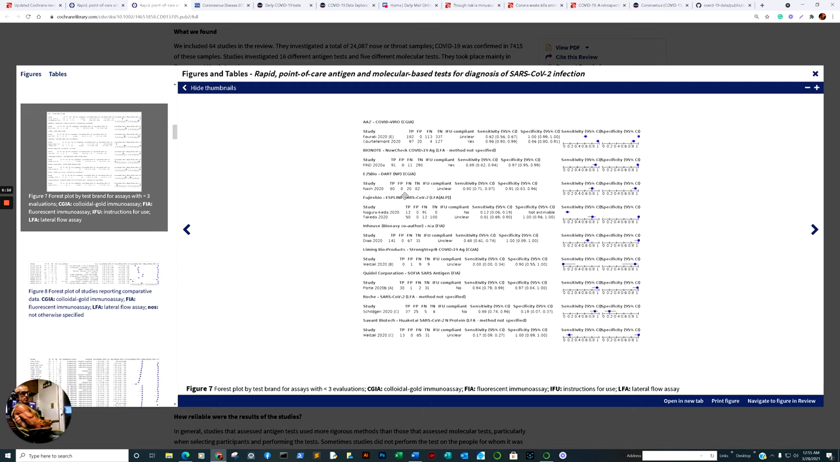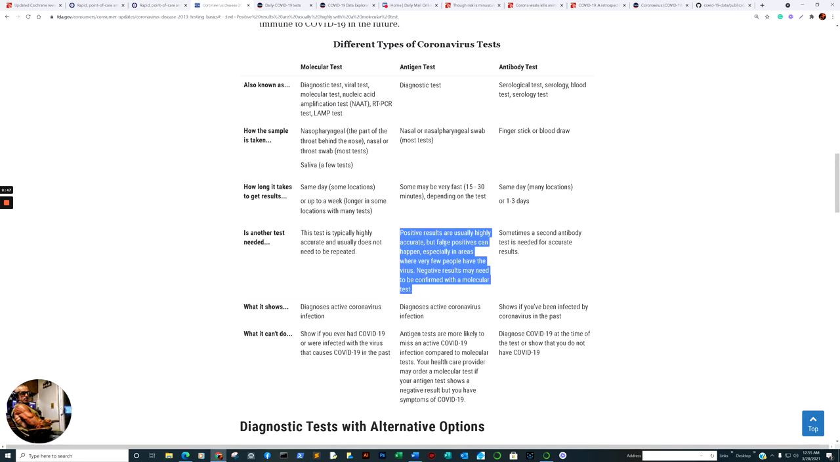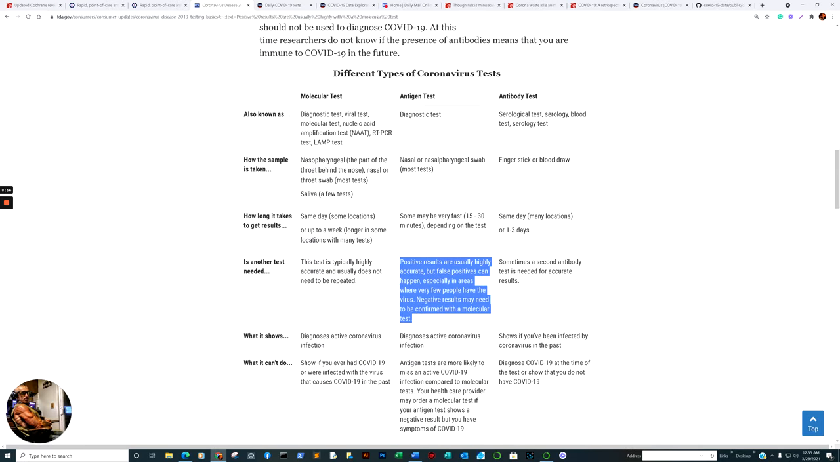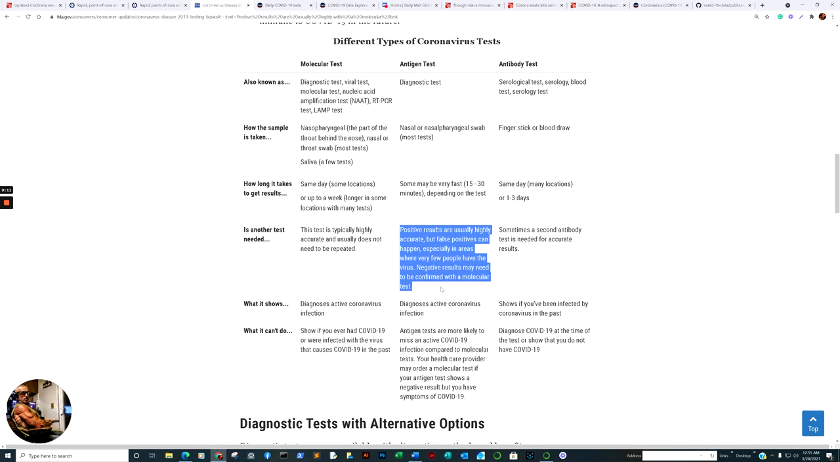Now, here you go. People go, oh, it's an antigen test, and they come up with a false positive. All right, you ready for this? This is the FDA's take on the antigen test. Remember, I'm not misleading you, U.S. Food and Drug Administration, testing basics. This is what they said. Antigen test: positive results are usually highly accurate, but false positives can happen, especially in areas where very few people have the virus. Negative results may need to be confirmed with a molecular test. So, all right, here you have it. You have your antigen test, and sometimes a second antibody test is needed for accurate results.